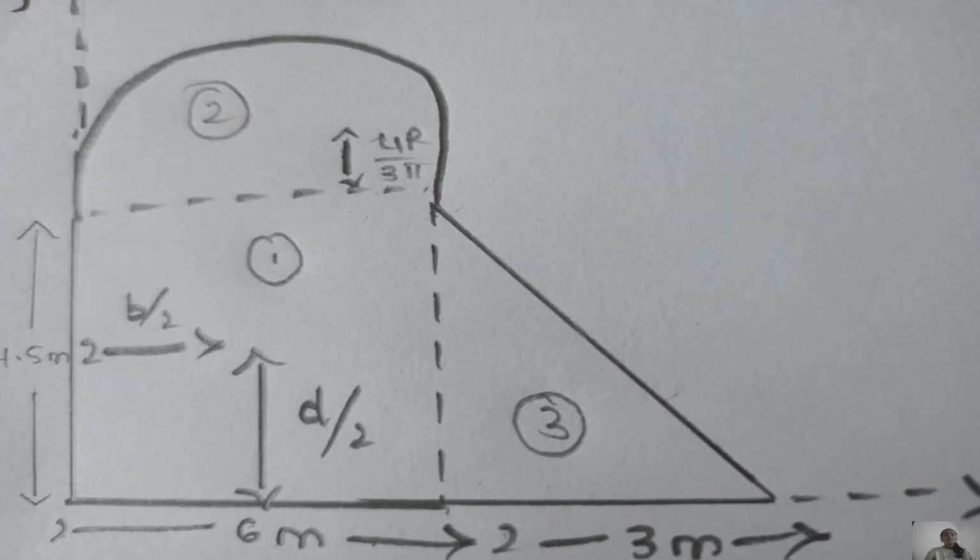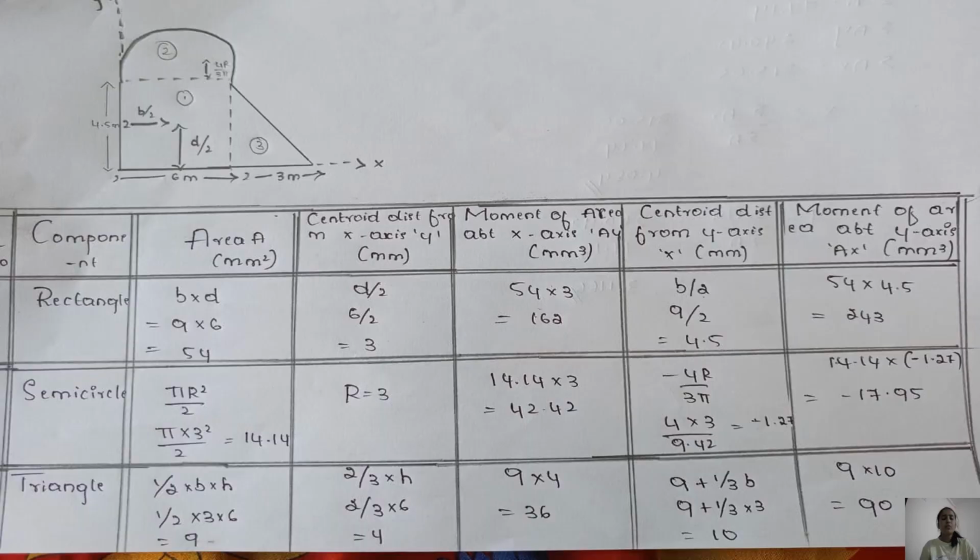This is a figure. First we need to consider x and y axis. First we need to check whether the given figure is symmetric or unsymmetric. Here the given figure is unsymmetric. First we need to know the components of the unsymmetric figure: rectangle, triangle and semicircle. Then we need to go to the next step. We need to draw the tabular column of this figure.